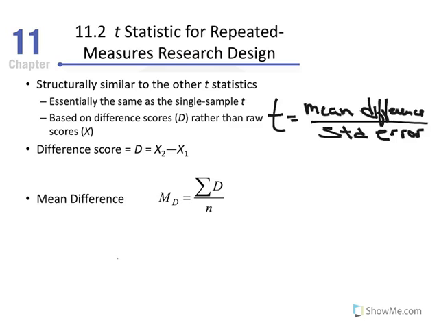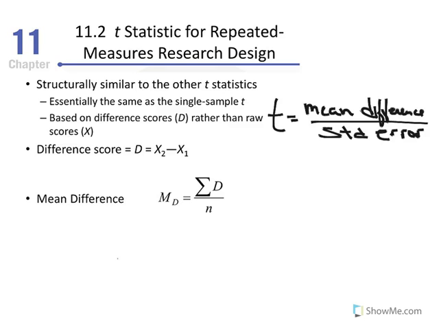The t-statistic for repeated measures research design is very similar to the other t-statistic. So here on the right, I've indicated what the basic structure is for t-statistic. The numerator is always the mean difference, and the denominator represents the standard error. So this t-equation for chapter 11 is essentially the same as a single sample t-test.